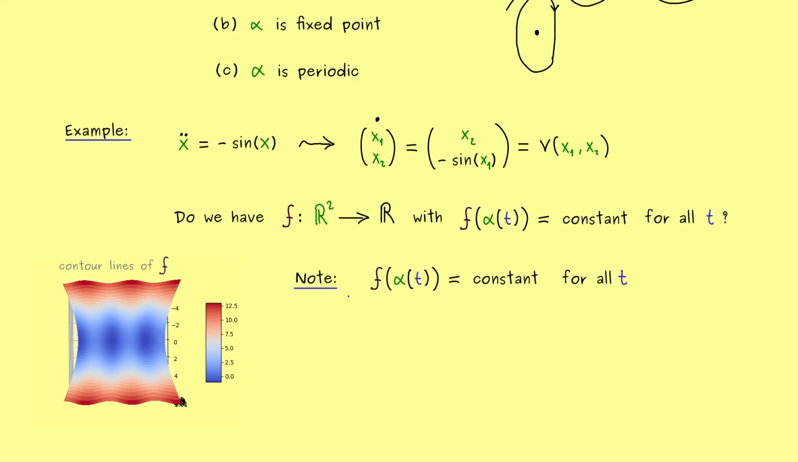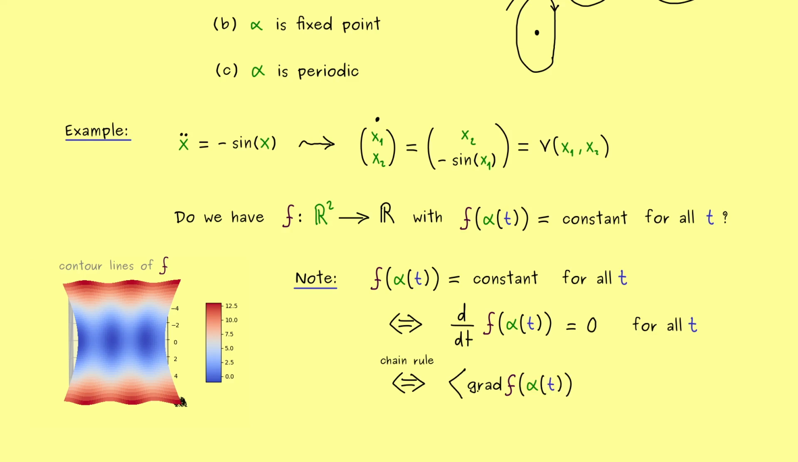Now, the fact that this here is constant for all t is equivalent to the claim that the derivative of this function is equal to 0 for all t. So you see, we have to assume some differentiability properties as well. However, in that case, we can simply apply the chain rule, which means we have the standard inner product of the gradient of f together with the inner derivative, which is given as alpha dot. And there, what we can use is that alpha is a solution of our ODE.